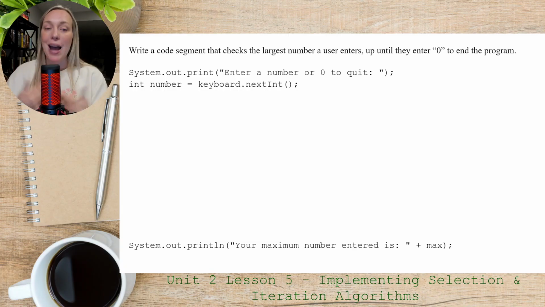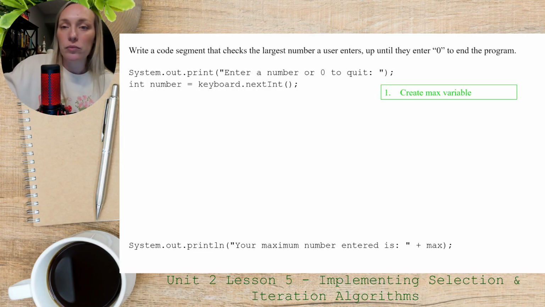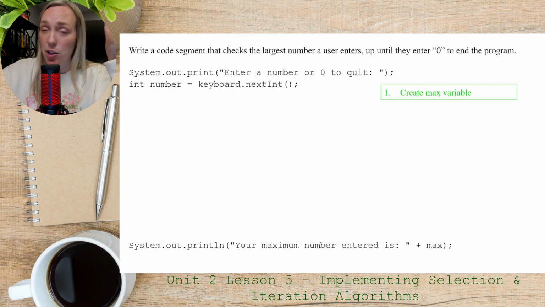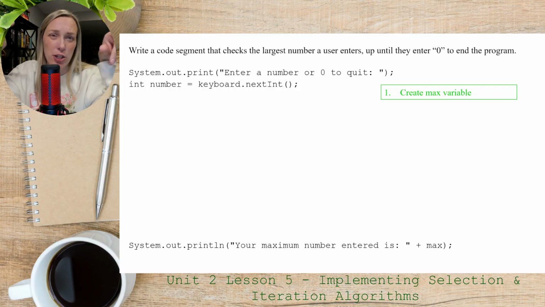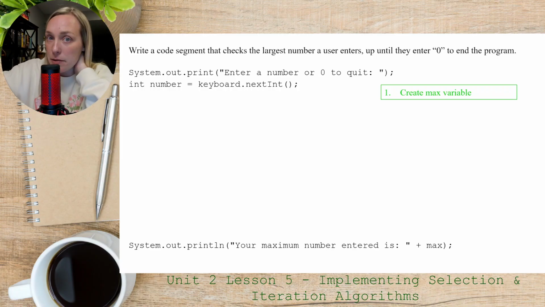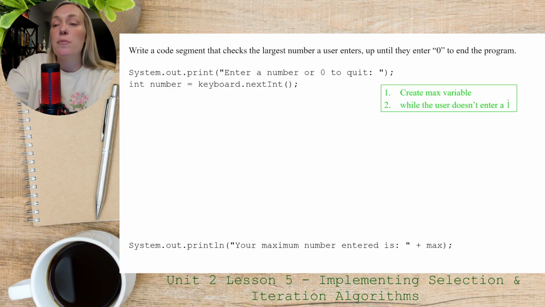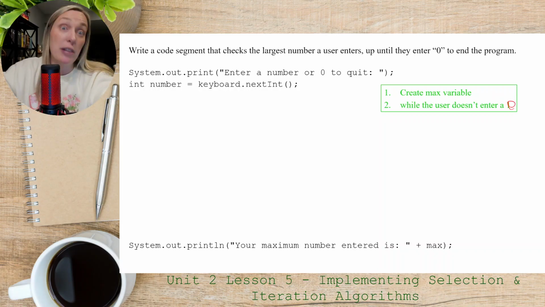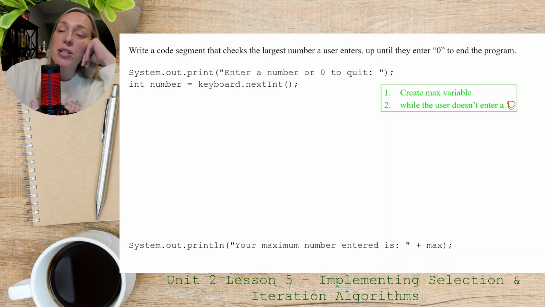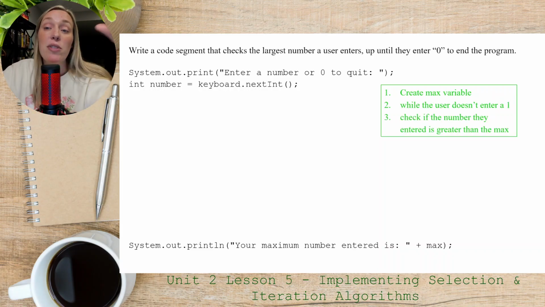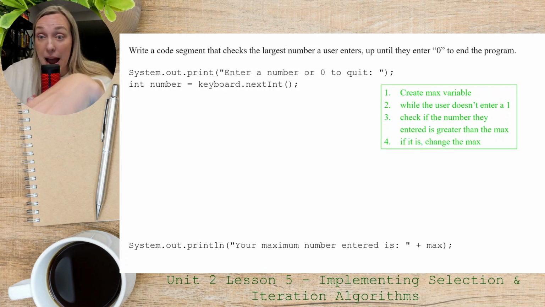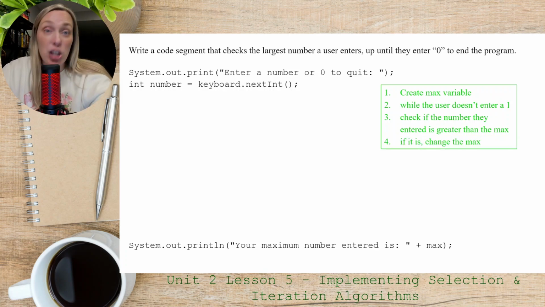We want to keep asking them to enter a number, but we want to keep track of the largest number that they enter. So we're going to create a max variable. Here are our steps. Let's write them out first before we start coding. We're going to create a max variable, and while the user doesn't enter a 0, because we're looking for a 0 to quit, we're going to check if the number they entered is greater than the max.